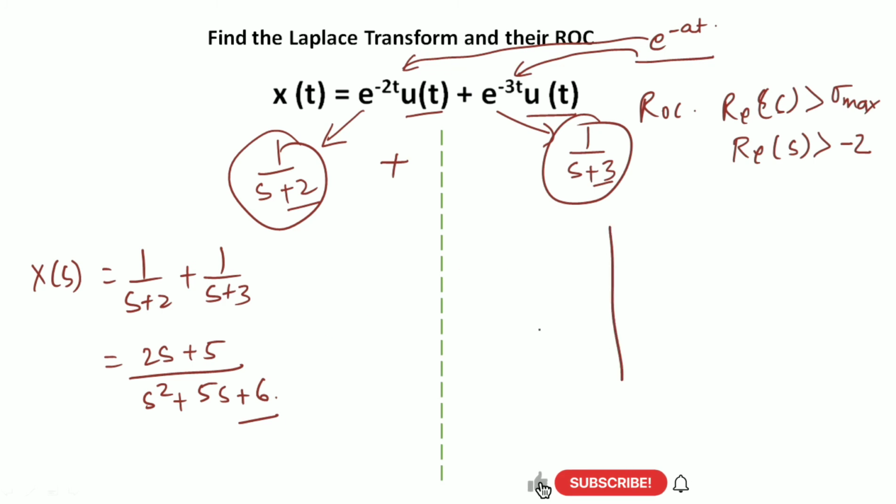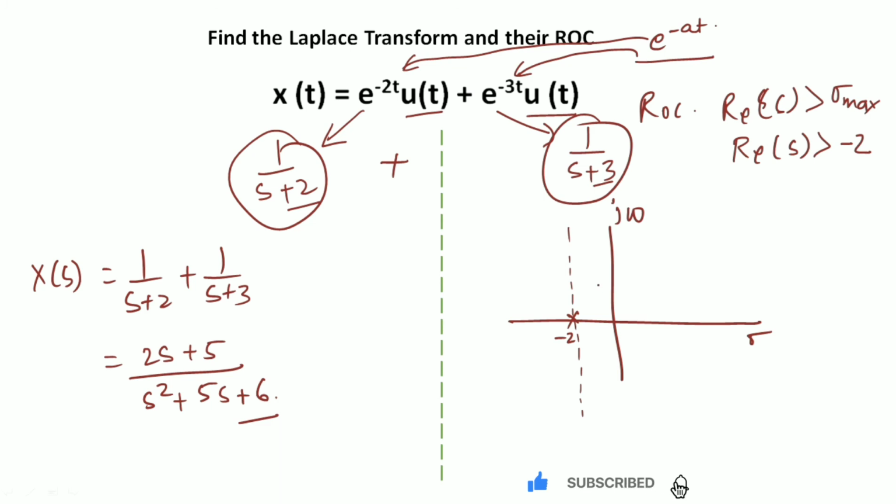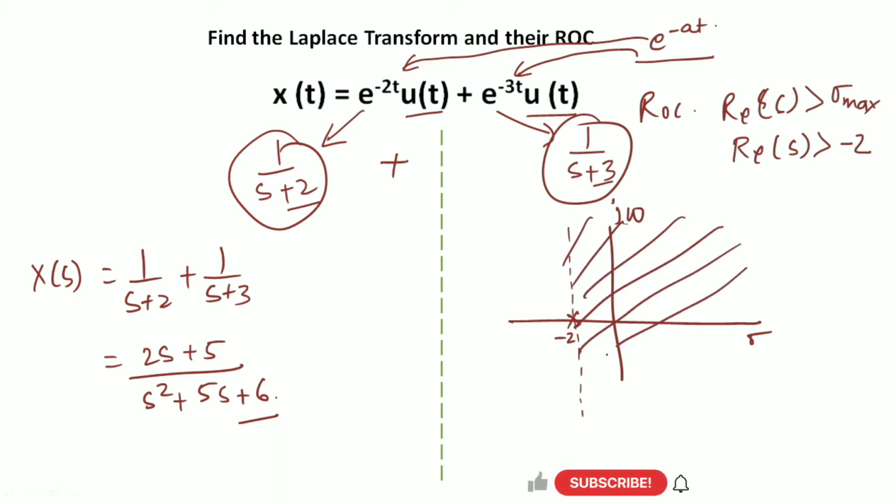And when we plot its graph, this will be the real axis and this will be the imaginary axis. And we have ROC at minus 2 here, and we will not include this point. As we know the region of convergence is greater than minus 2, so it will be like this. So simple, isn't it? So moving towards the next question.